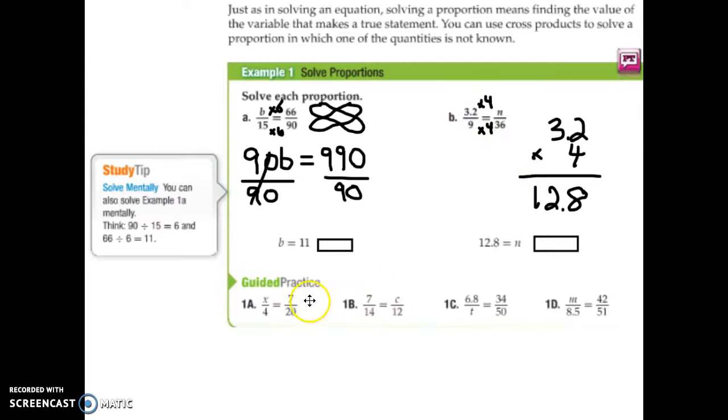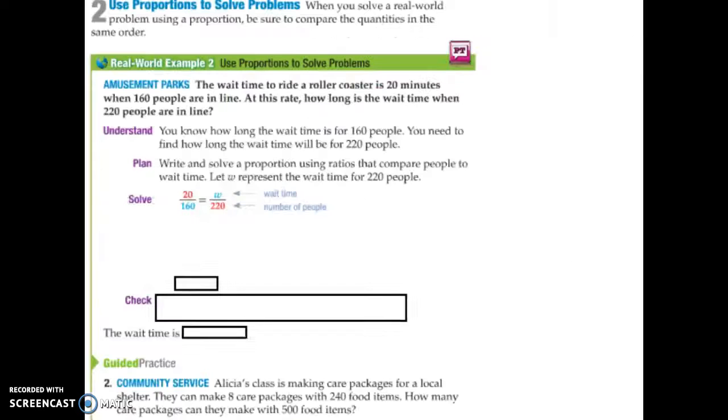Now these down here, you can do some mentally. Some don't work as well mentally. 12 doesn't go into 14, so we can't do that one mentally. But that one we can do mentally. 7 over 14 is half. Half of 12 is 6. So there are some that you're able to do mentally, some that are not.